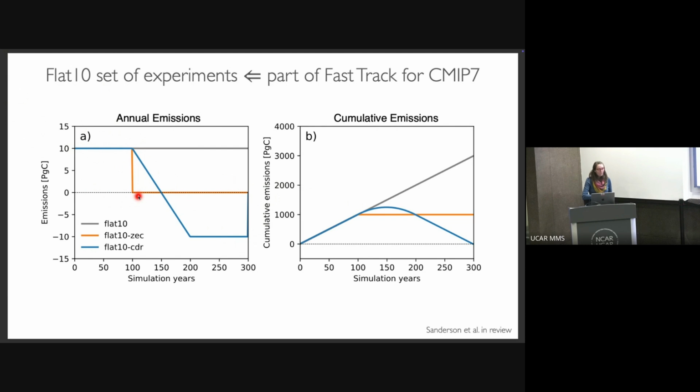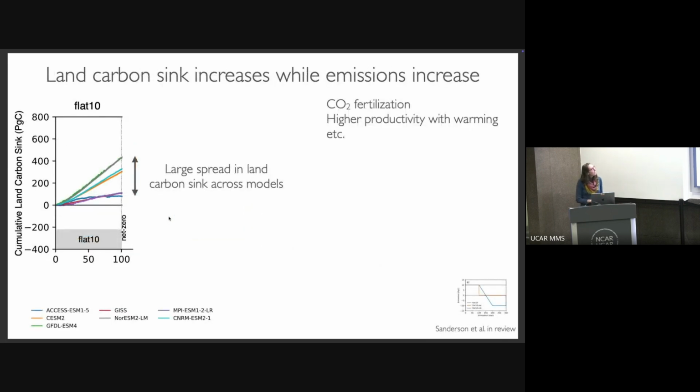So at zero emissions that happens instantaneously, then continued at zero. And a separate scenario where the emissions are ramped down more slowly, in this very idealized way where we go into full carbon dioxide removal. But we also have a slower decline towards net zero emissions in this first part of that experiment. And so we're going to look at how land carbon behaves in these simulations.